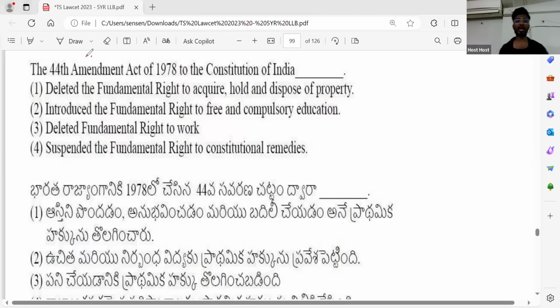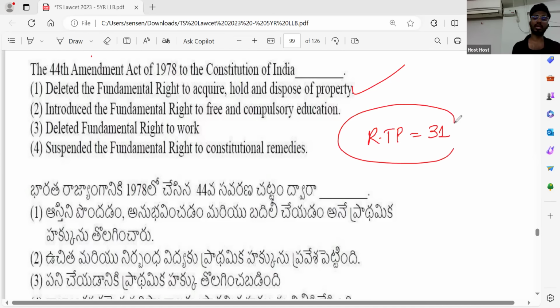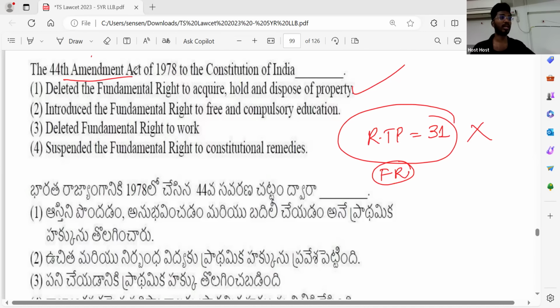The 44th Amendment Act of 1978. What did it do actually? Any guess? So what did it do? Very good, Ipsita. Well done. It deleted the fundamental right to acquire, hold, and dispose the property. Earlier, right to property was also a fundamental right under Article 31, but now it is not a fundamental right because we removed it as a fundamental right by enacting the 44th Amendment Act in the year 1978. Okay, so this you have to remember.